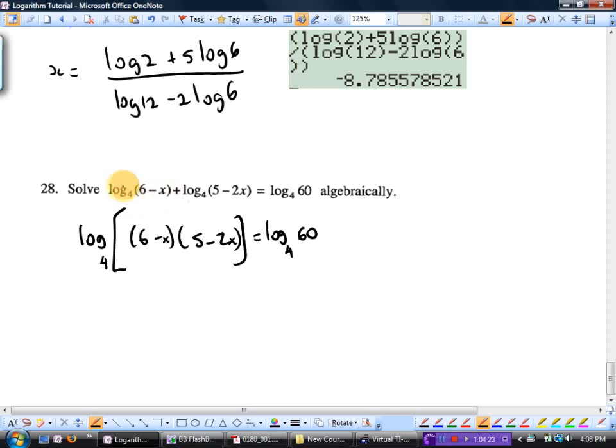But here's what I do have. Johnny, do I have one log equals one log? Then you know what happens to those logs? I'm going to say they cancel. I'm being sloppy. Technically, you're taking the anti-log of both. Okay, fine, they cancel. My new equation is this: 6 minus x, 5 minus 2x equals 60.